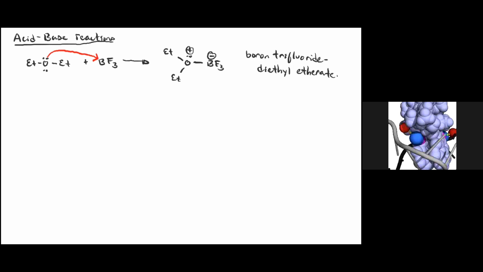Okay, and so it's worth writing these down. The arrow always begins at electrons. Okay, and the arrow ends or points to the atom that accepts the electrons.